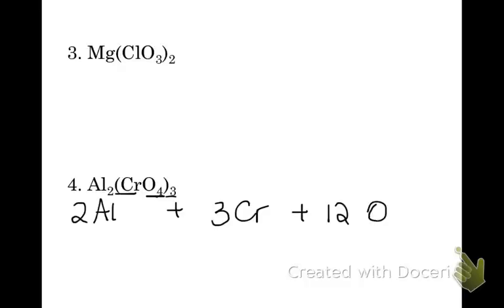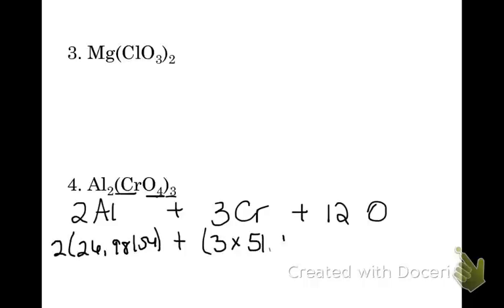So let's look up the atomic mass from the periodic table. So I have 2 times 26.98154, and then chromium 3 times 51.996, and add that to 12 oxygens, 15.9994.